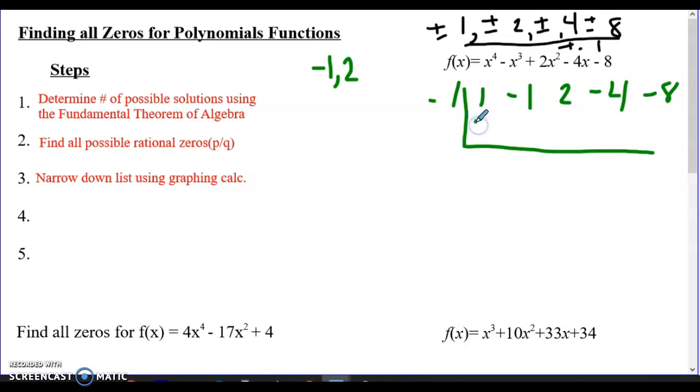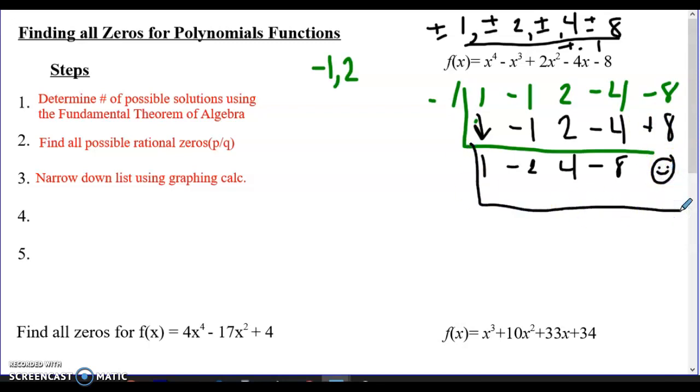I'm going to drop down this 1. I get 1. -1 times 1 is -1. Now I add them up. So I get -2. -1 times -2, +2. 2 plus 2 is 4. -1 times 4 gives me -4. Add those up, I get -8. -1 times -8 gives me +8. Oh, look, it's a 0, just like it thought. Yes. Okay, so now I know that that is a 0.